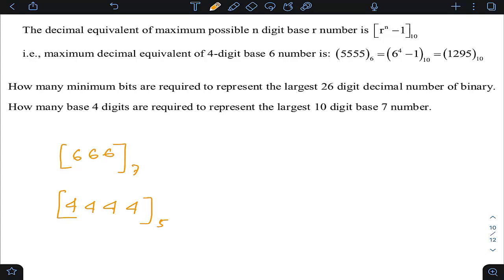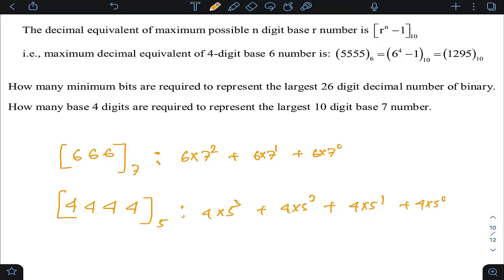Now I'm telling you, find the decimal equivalent of these numbers. So how do you get the decimal equivalent of a number? You are simply converting any base to decimal. How do you do it? By doing the polynomial expansion. If you find its polynomial expansion, you get 6 into 7 square plus 6 into 7 power 1 plus 6 into 7 power 0. Similarly, in this case, it will be 4 into 5 power 3 plus 4 into 5 square plus 4 into 5 power 1 plus 4 into 5 power 0.